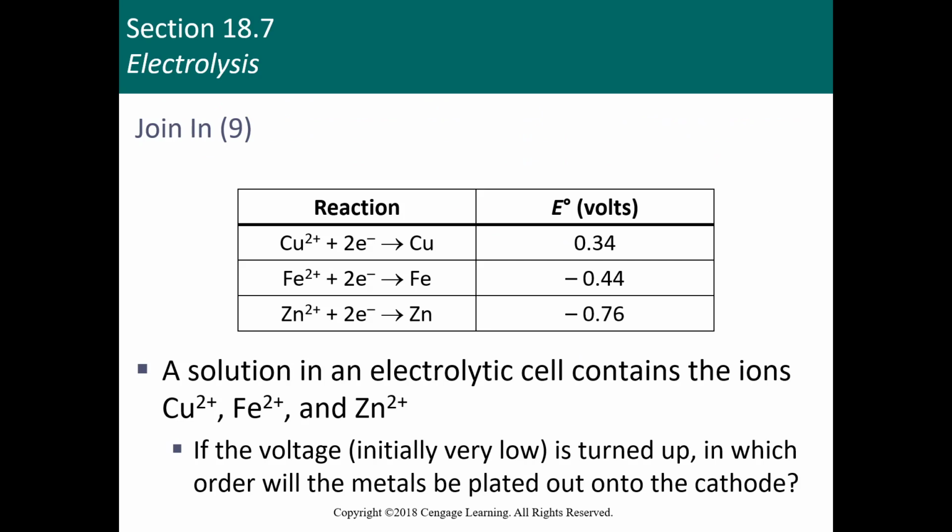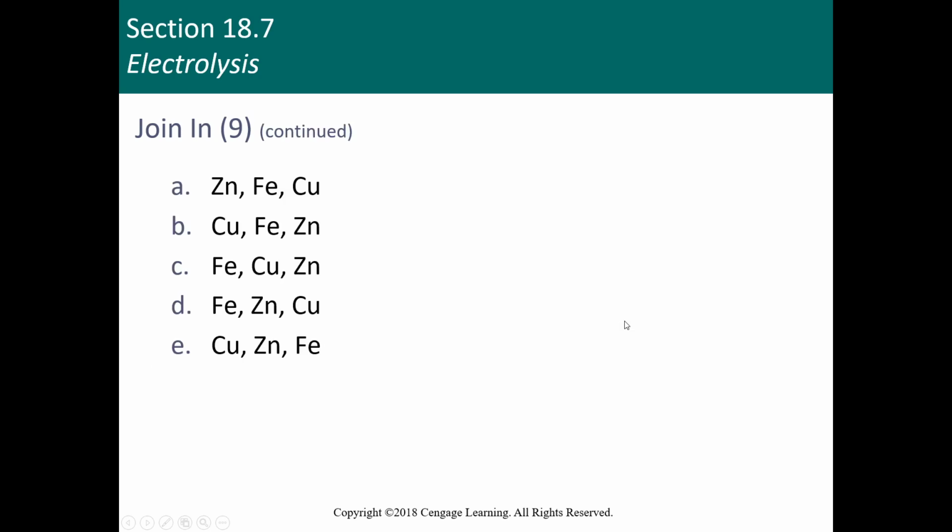Okay, so a solution in an electrolytic cell contains ions copper 2 plus, iron 2 plus, zinc 2 plus. If the voltage, initially very low, is turned up, in which order will the metals be plated out onto the cathode? Okay, so what you're looking for here is obviously, this is going to be plating out the metals, so we already have the reactions in the correct directions. So this is going to happen first, right? Then this. And so you would expect copper, iron, then zinc.